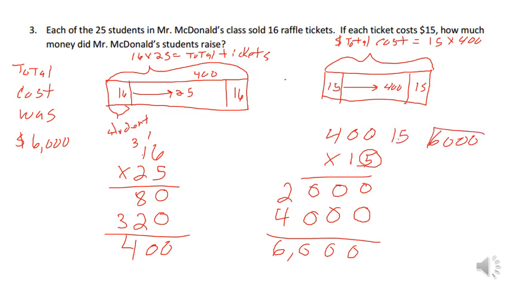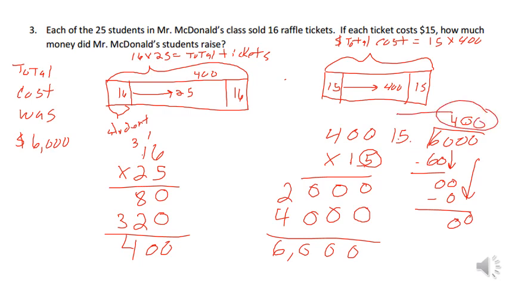So let's go ahead and take 6,000 and divide that by 15. 15 will go into 60 4 times. 4 times 15 is 60. Subtract what we used, bring it down. We have to bring down our next digit. 15 can go into 0 0 times. 0 times 15 is 0. Bring down our next 0. 15 would go into 0 0 times. So we can see we ended up with the same amount of tickets.